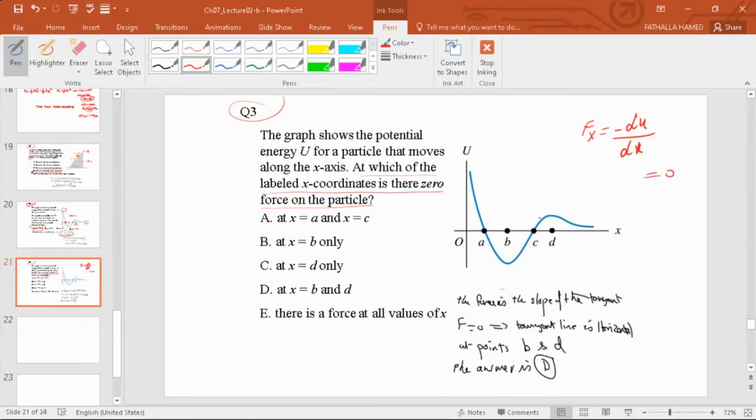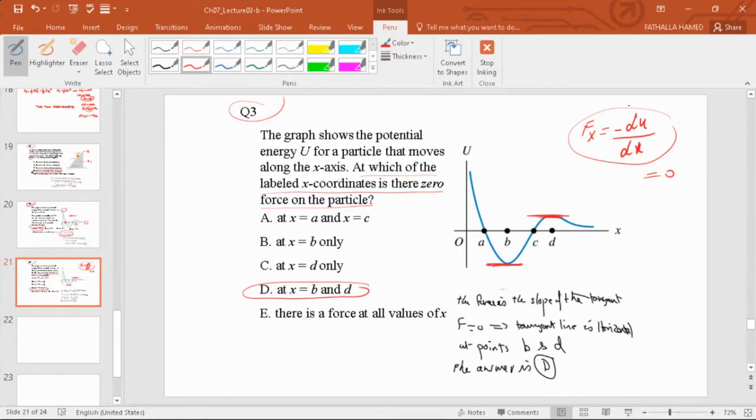So actually at point D, the slope is equal to 0. And at point B, the slope is equal to 0. So that's when the force is going to equal 0. That's where we relate the force to the potential energy. Is this clear? Any questions on this?